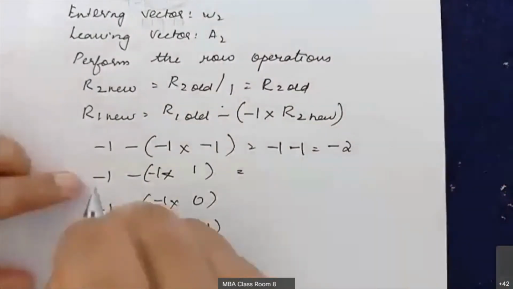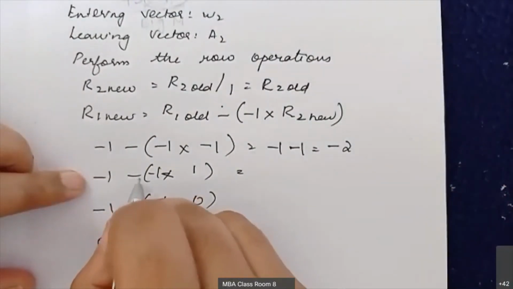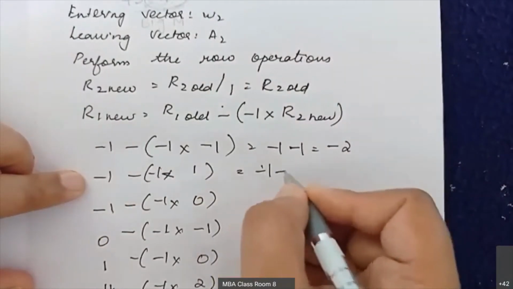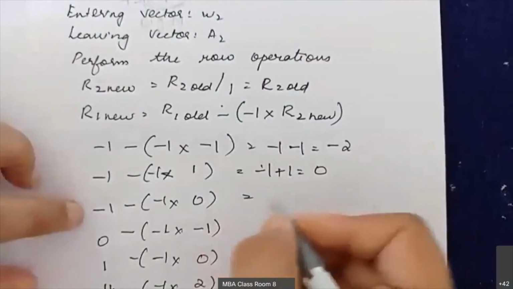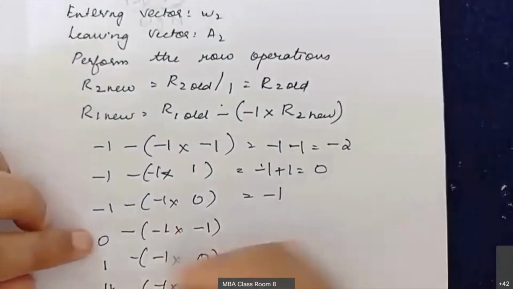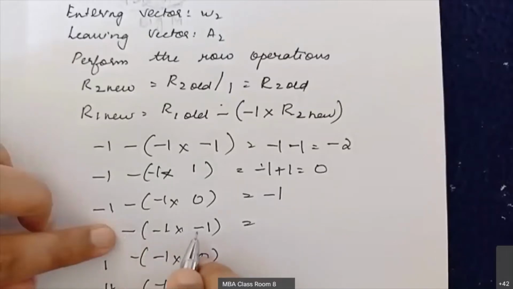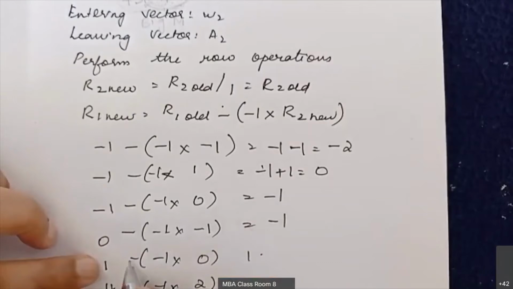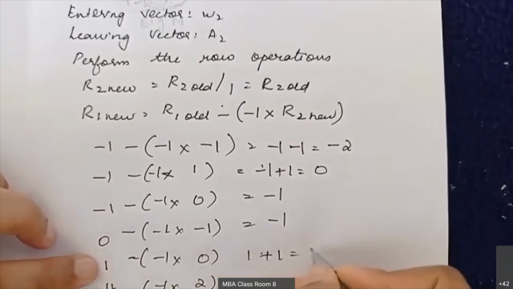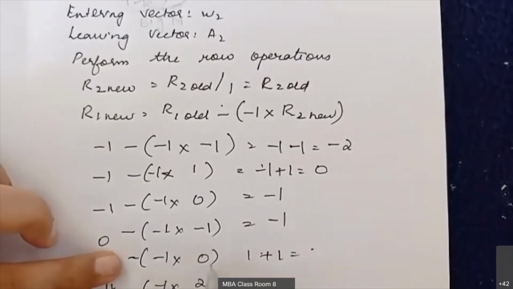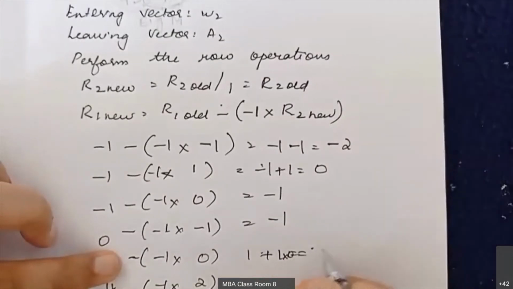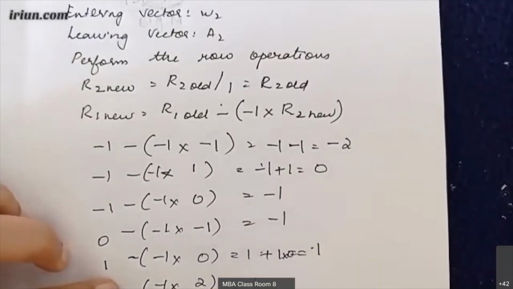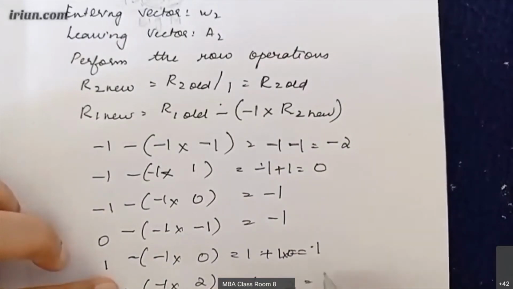Next one, -1 into, it is minus into minus, so it is plus. So -1 plus 1, which is 0. Next one, -1, because you already have a 0 here. Now over here, minus into minus into minus, it is a -1. Then 1, minus into minus, you have plus. Sorry, here you have 1 into 0 also, no? So it is 1. Next one, 4 minus into minus means plus, 4 plus 2 is 6.